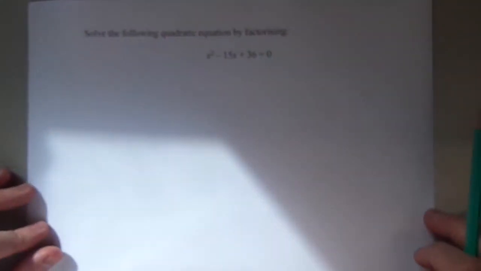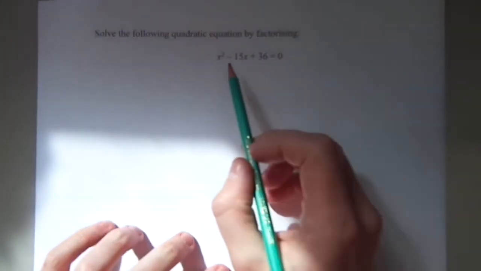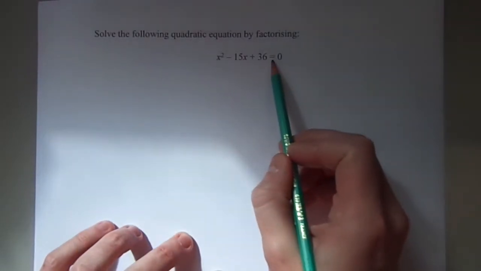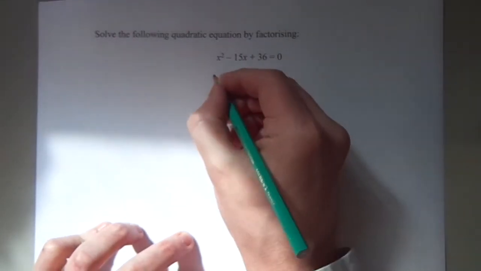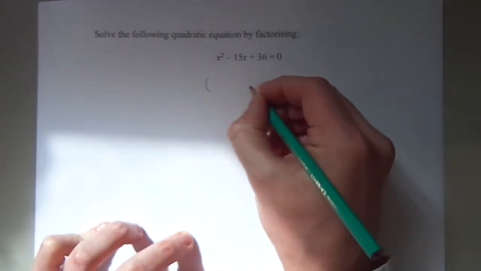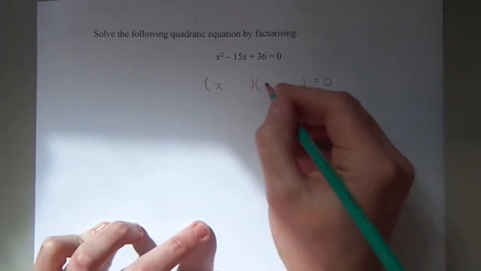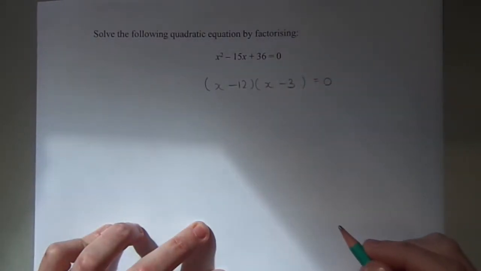Okay, let's move on and see how we use that to solve a quadratic equation. We've got a quadratic expression, we've now got an equals, so this becomes an equation. In order to solve this, we have to factorize first of all. So you should be getting quite good at this by now. So I'll go through it quickly. We've got minus 12 and minus 3.